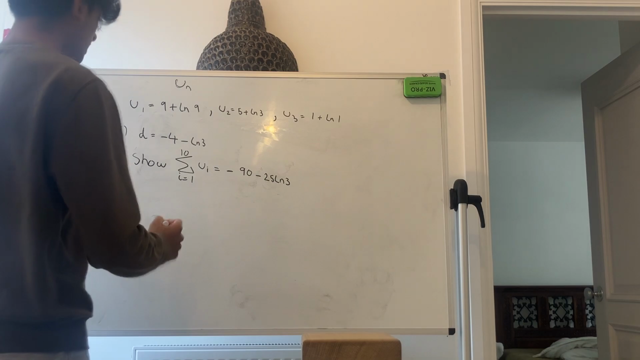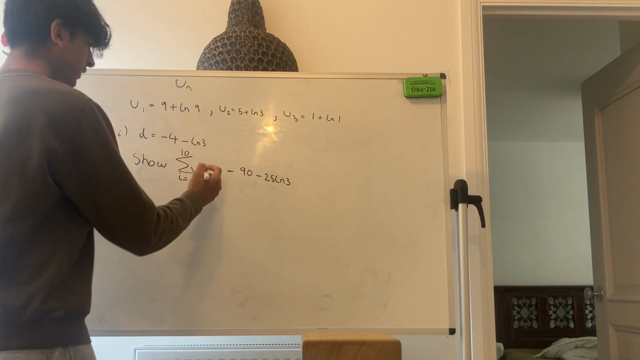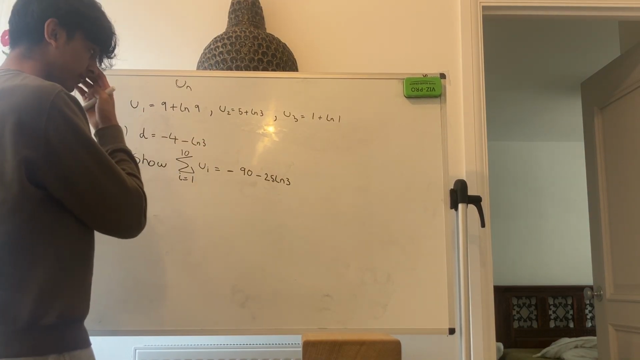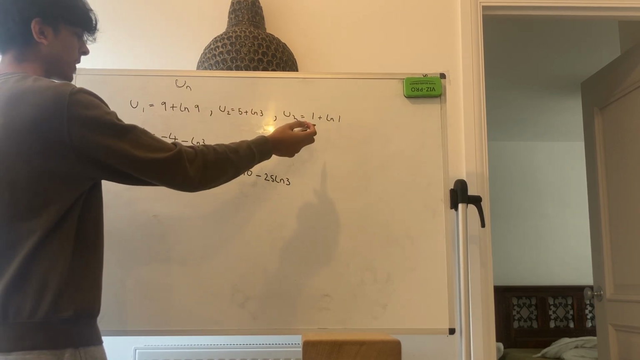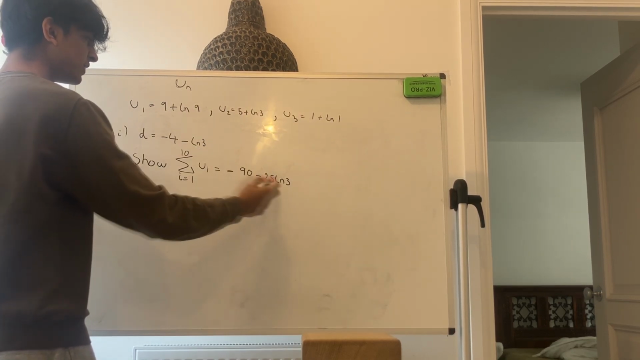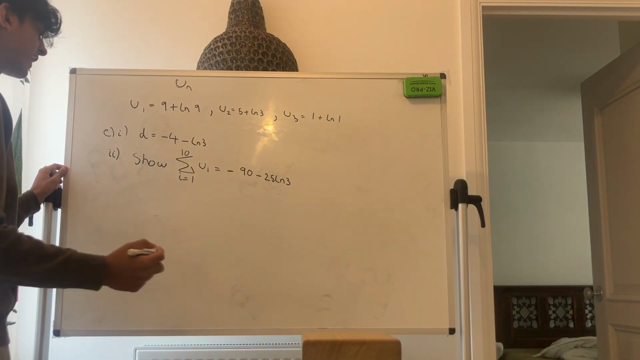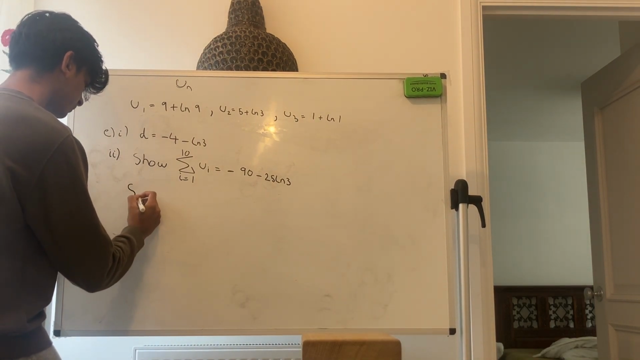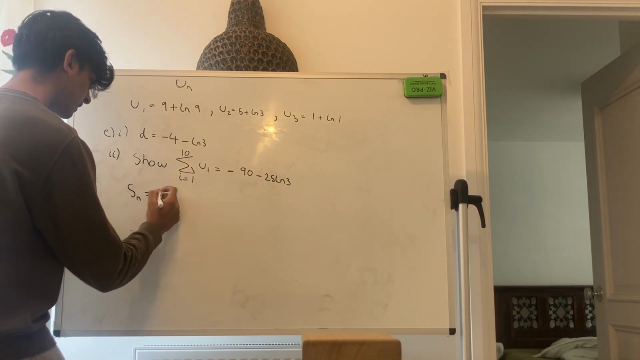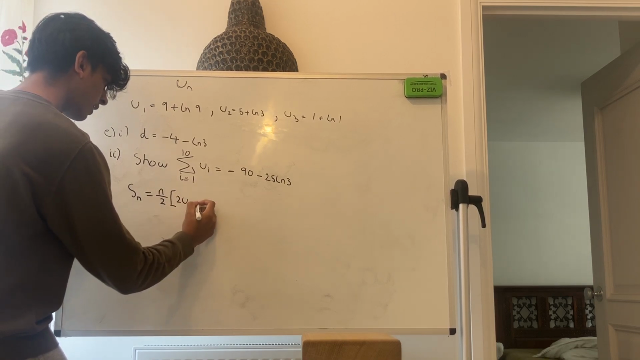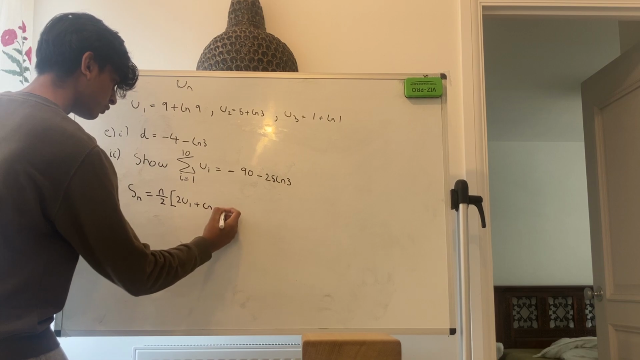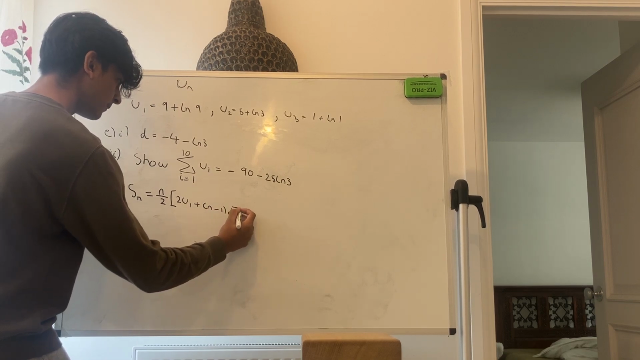In part 2, we're asked to show that the sum from i equals 1 to 10 of u i equals minus 90 minus 25 ln 3. This is basically saying we want to show that u1 plus u2 plus u3 all the way to u10 is equal to this. The way I do that is I use the sum of an arithmetic sequence formula, which says that Sn equals n over 2 multiplied by 2 u1 plus n minus 1 times d.